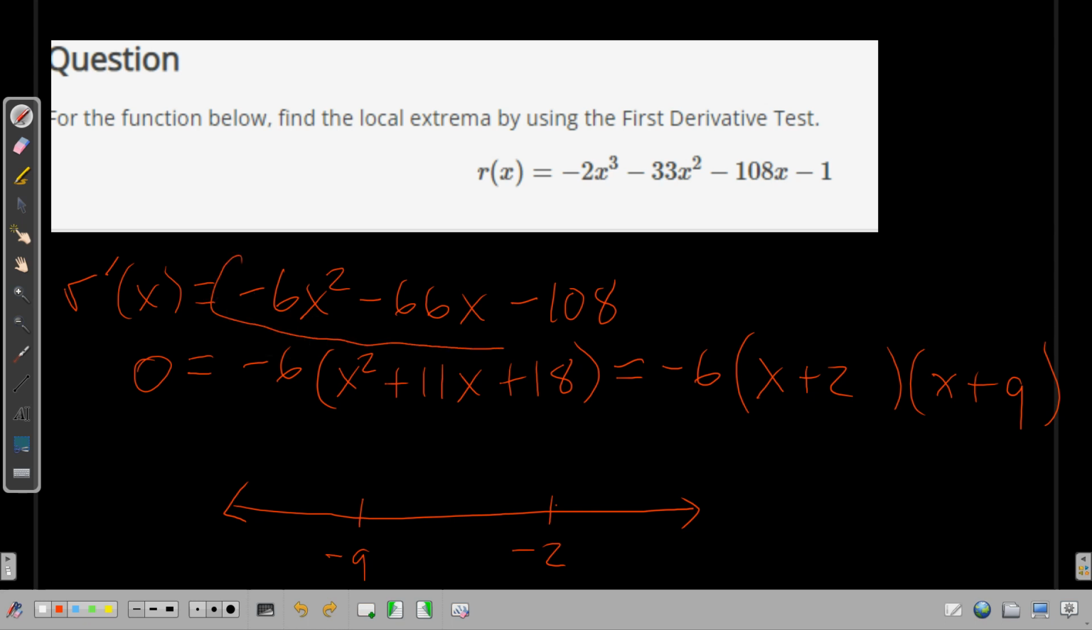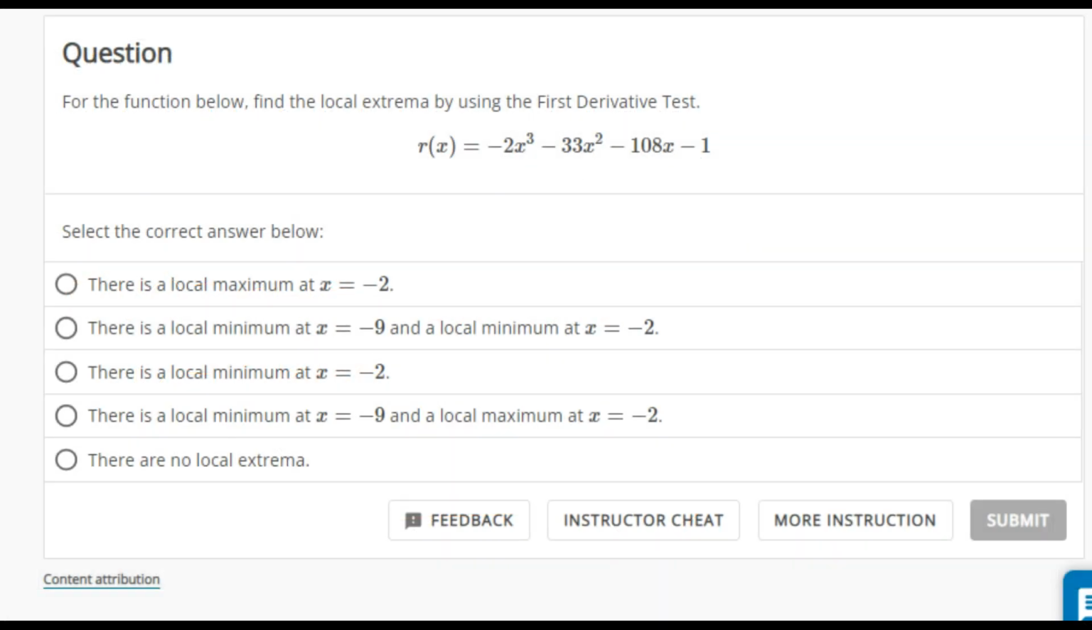I can just look at my original function, and if I put a 0 in for x up here, then this term is 0 and this term is 0, and it's negative when x is 0. So it's negative in this interval, and then because these are all unique, it's just going to alternate back and forth. That means that r is decreasing and then increasing and then decreasing again. So it has a minimum at -9 and it has a maximum at -2.